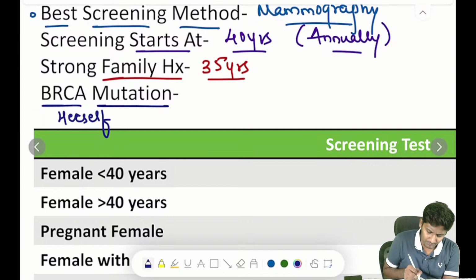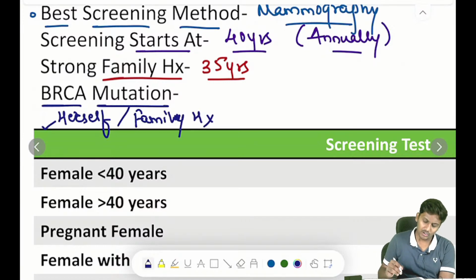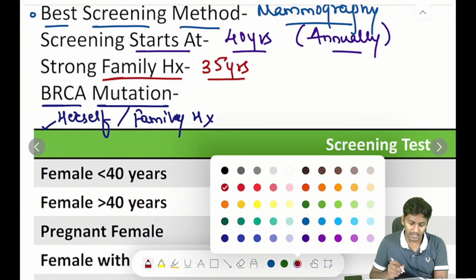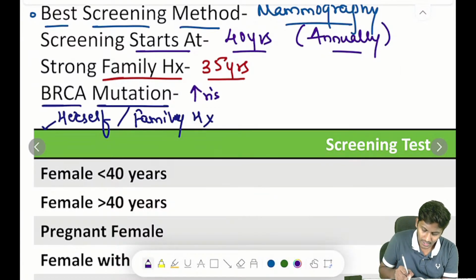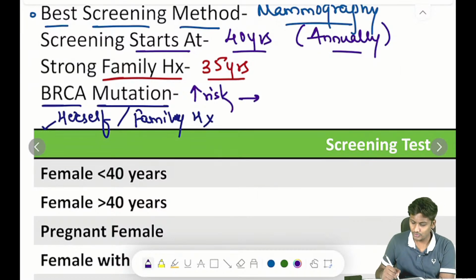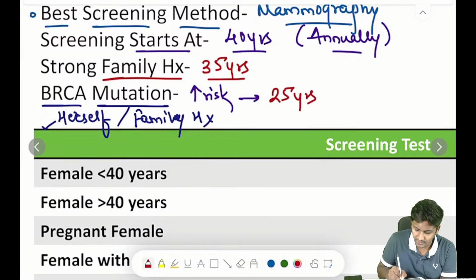herself having the BRCA mutation, or she is having a family history of this BRCA gene mutation, then in that condition you have to consider this female as a high risk female. Yes, you have to consider this female as a high risk female, and in these high risk females you have to start the screening very early. You have to start the screening as early as 25 years of age.